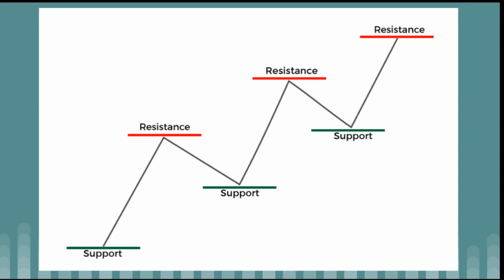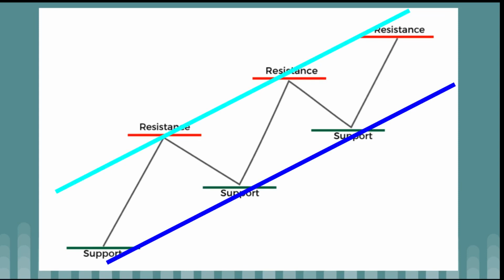Now, I can't do it for the guys on the screen, but if you draw a diagonal line across the support and a diagonal line across the resistance, you see how those are parallel lines? If you took those two lines and just shifted them a bit, they would be the same as they were before.